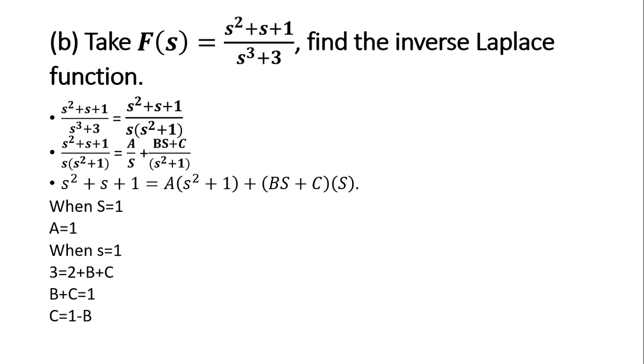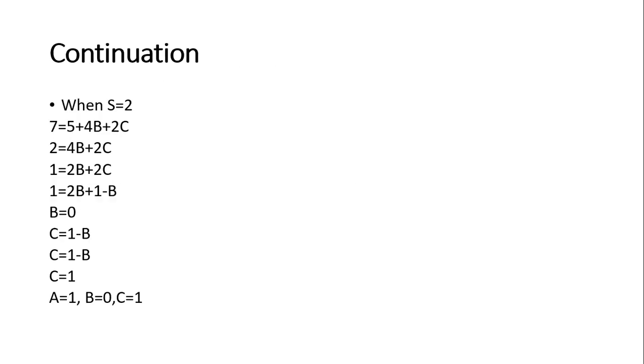So you're going to start just as you've been doing partial fractions. You're going to get figures and assign them to different parts of the question. So you will say when s is 1, a will be 1 when you calculate. When s is 2, you're going to get an expression which is 3 is equal to 2 plus b plus c. Then you're going to also substitute when s is 3, when s is 2, when s is 1, when s is 0, any figure of your choice. Then in the final step, you're going to find that a is 1, b is 0, and c is 1.